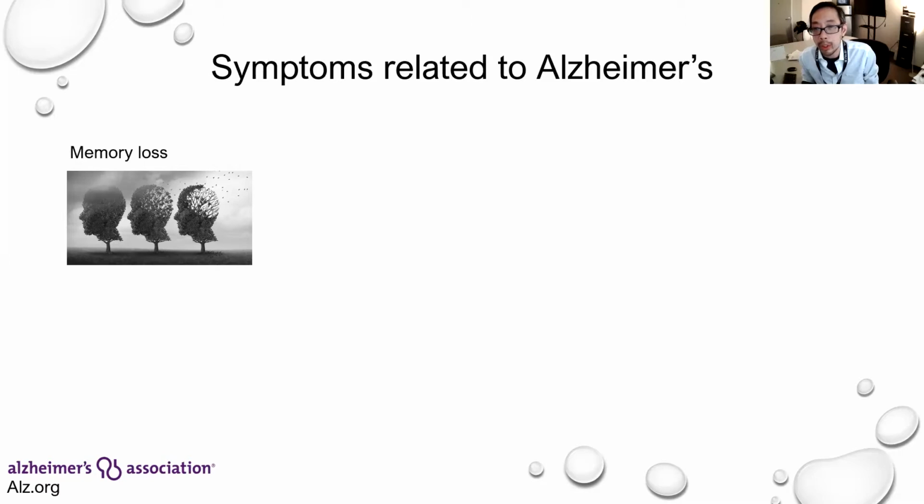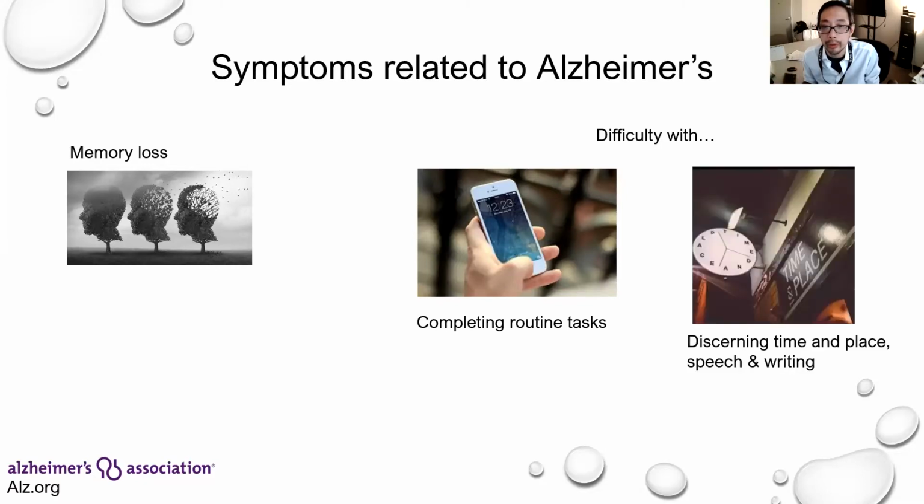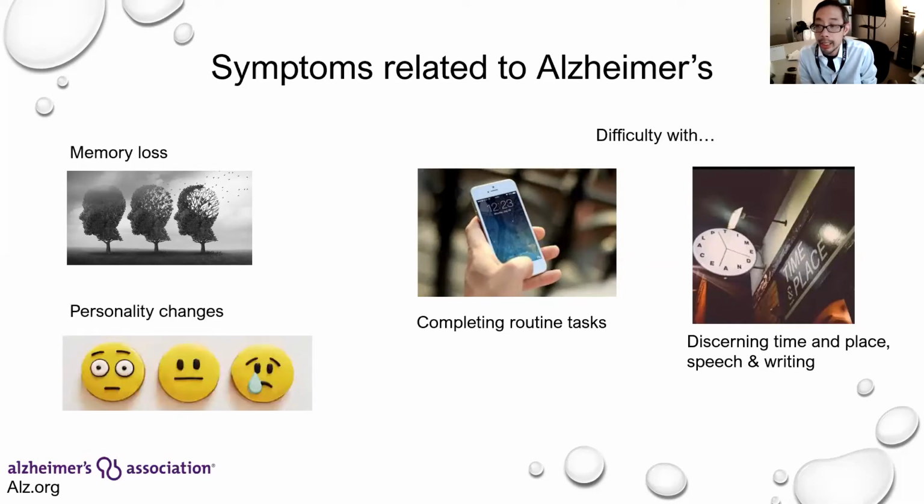Individuals with Alzheimer's will also have difficulty with doing things they've been doing their entire lives, so completing routine tasks. They will also have difficulty with telling where they are, what day it is, what month it is, also what time it is. They might also have difficulty with speech or writing. And they will also have potentially personality changes. So they might become socially withdrawn, they might have mood changes. So these are all manifestations of Alzheimer's or Alzheimer's-like dementia.